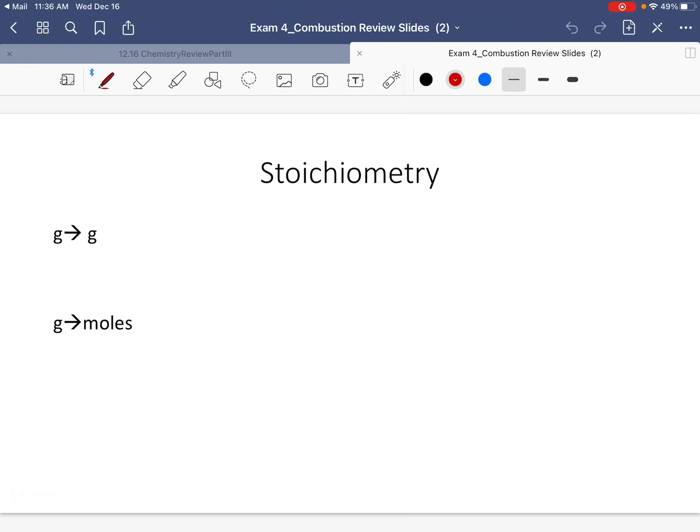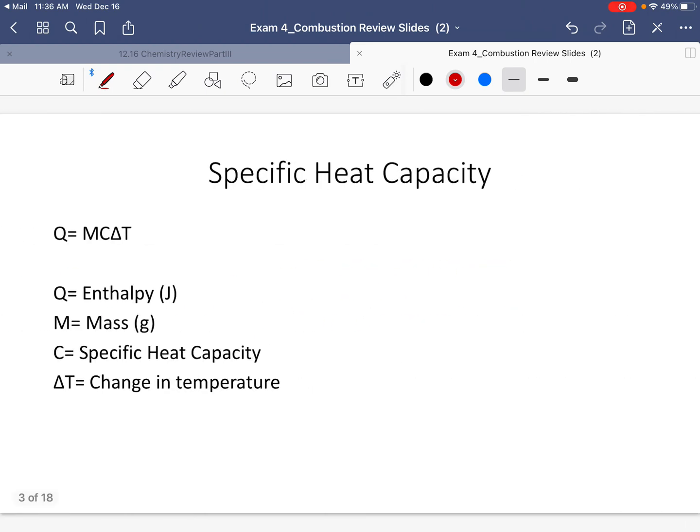Stoichiometry I'll be going over in a separate video. This is where we go from grams to grams or grams to moles, and we use the mole to mole ratio. So I just want to make sure that we remember the mole to mole ratio. This is where you go from one compound or element to another. So it's like when I go from hydrogen to water, I have to use a mole to mole ratio. I'll go more into detail on those in a separate video.